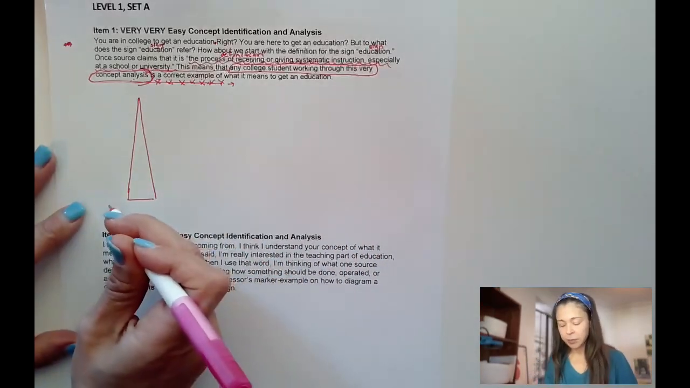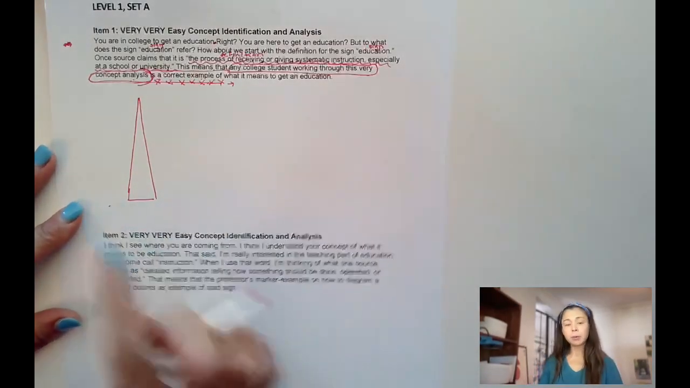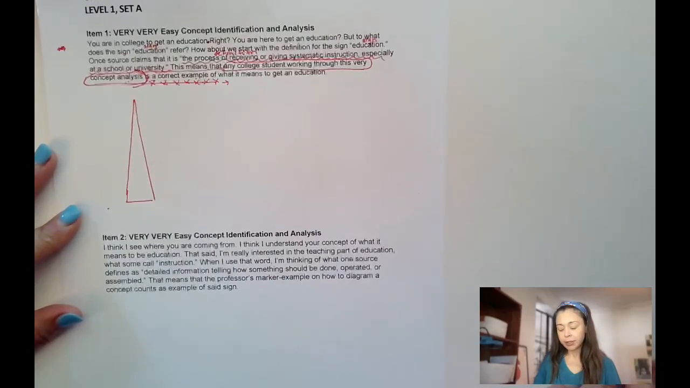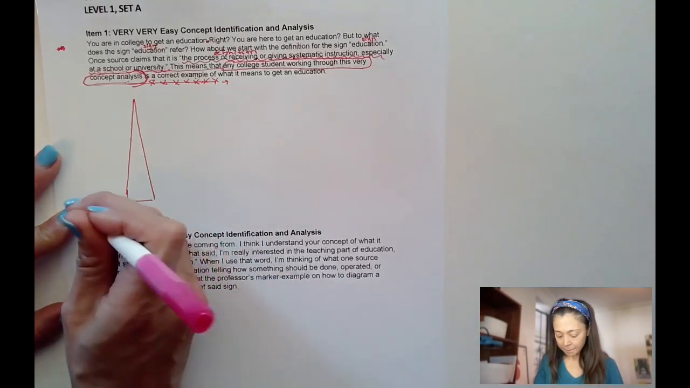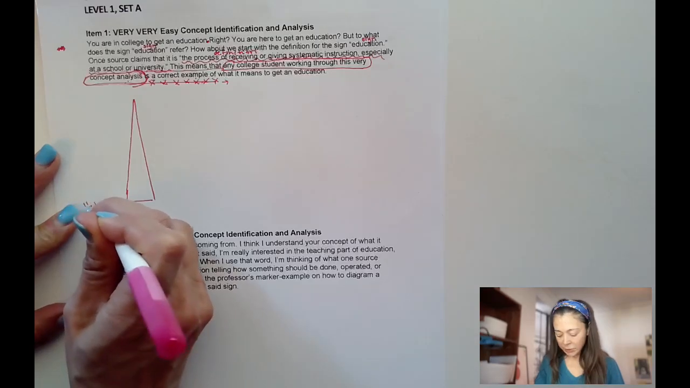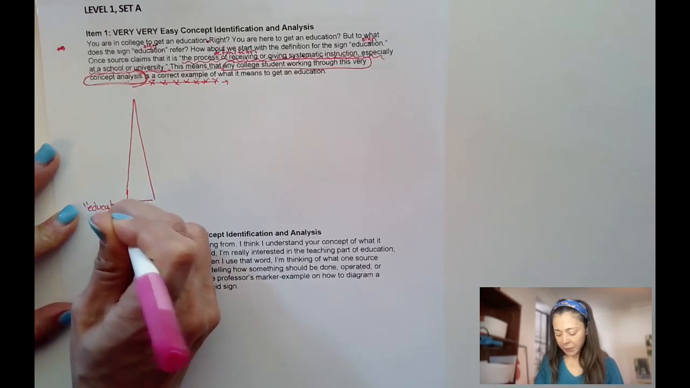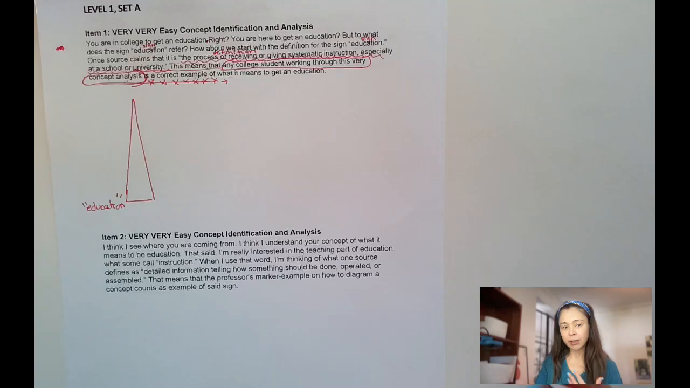So what do we put right here, or what should you have put? You should have put the sign, right? And then what word did we say was the sign? Education. So remember, we put that in quotation marks because we're saying we're talking about the word, we're not using the word. Now, where should we have written the definition?